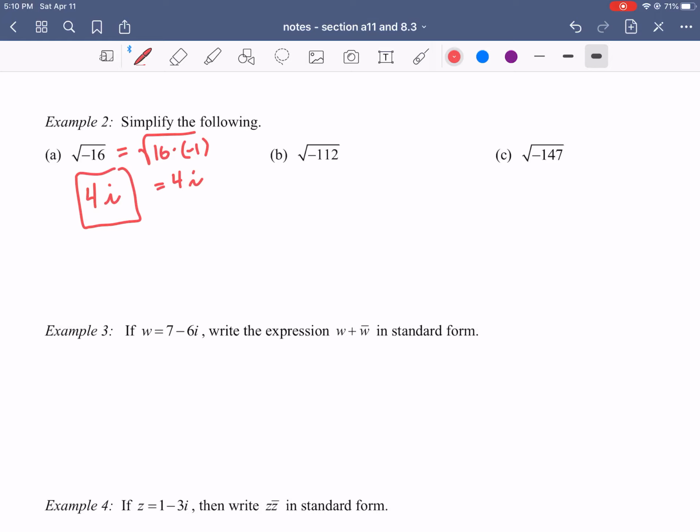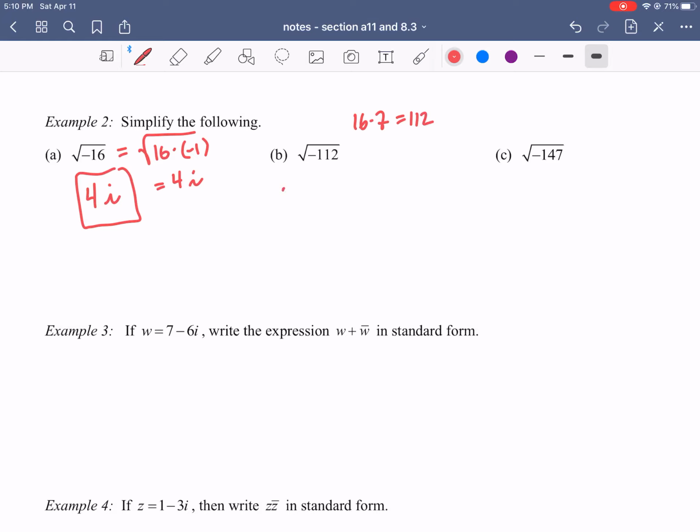Okay, on letter B, we're looking at 112, which is not a perfect square, so we're going to be looking for the biggest perfect square that goes into 112. And if you do that, what you're going to end up finding is that it is 16. And 16, I believe, multiplied by 7 is equal to 112. You can just double check that for yourself.